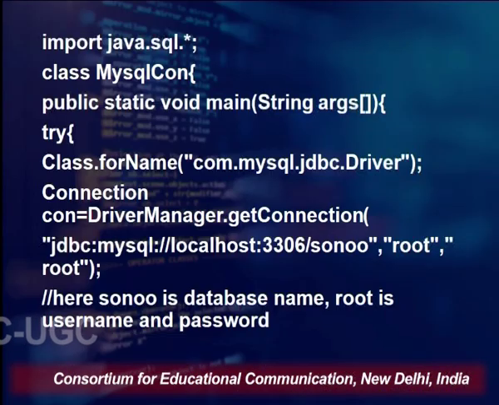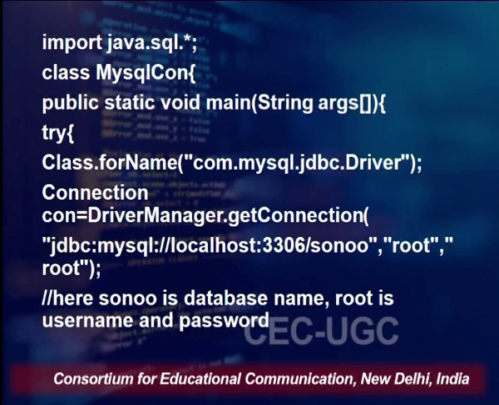So, that has to be taken care of here. Within the try block I am going to use the forName factory method in order to call the driver, which says Class.forName. Class is the name of the class, C is capital here.